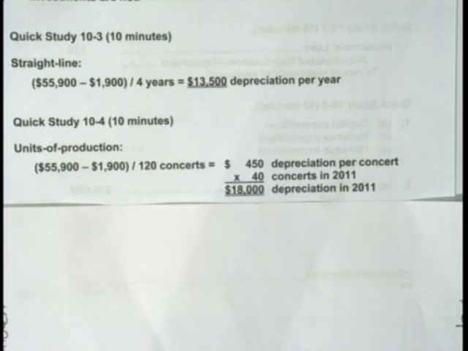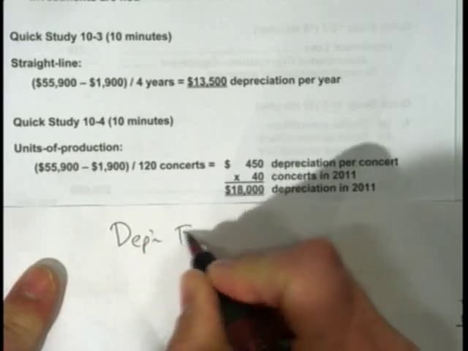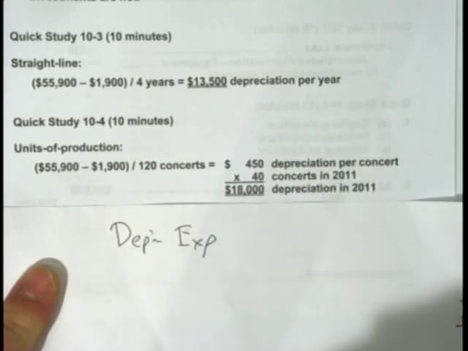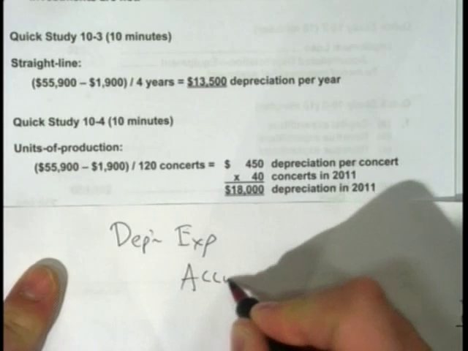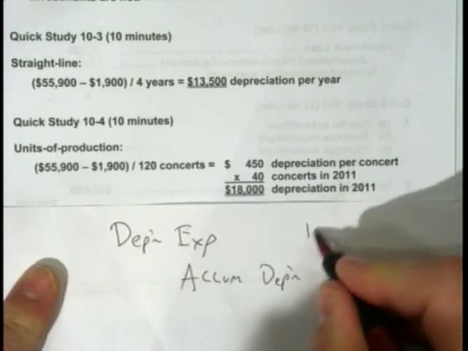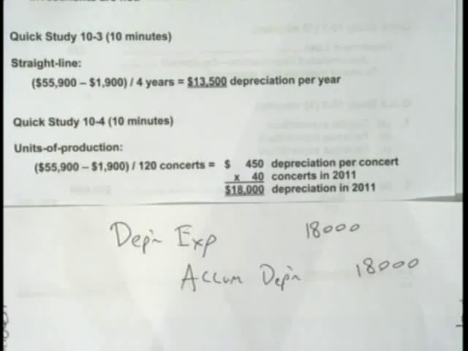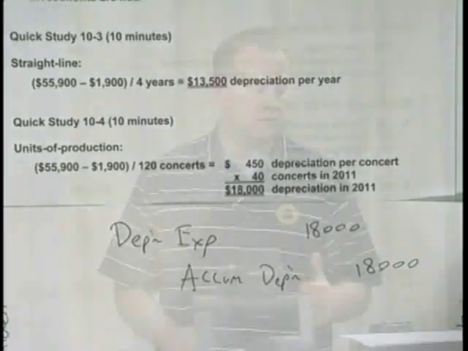You with me? Once again, they didn't ask us to do the journal entry, but if they would have, we would debit depreciation expense and credit accumulated depreciation for $18,000. It's not too hard, is it? Okay. Now, I promise you, I'm going to ask you to do this on the test. Okay?